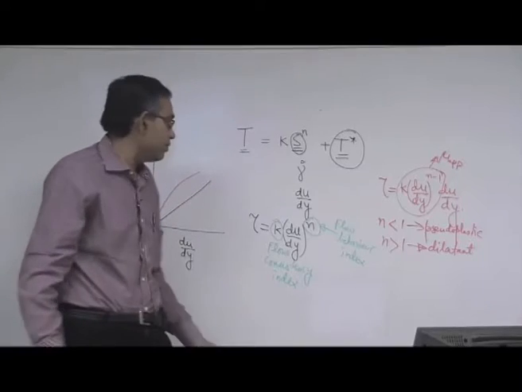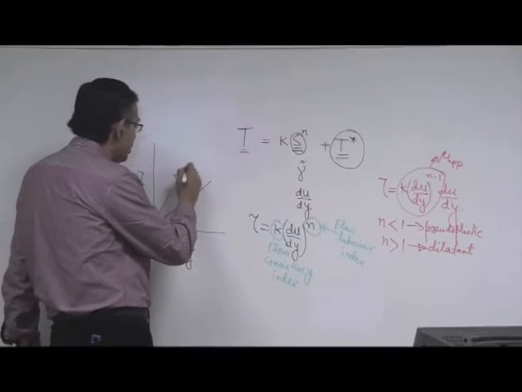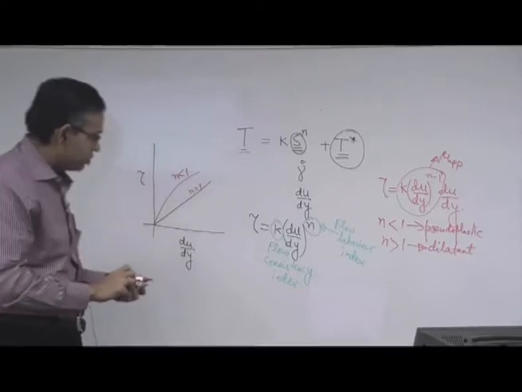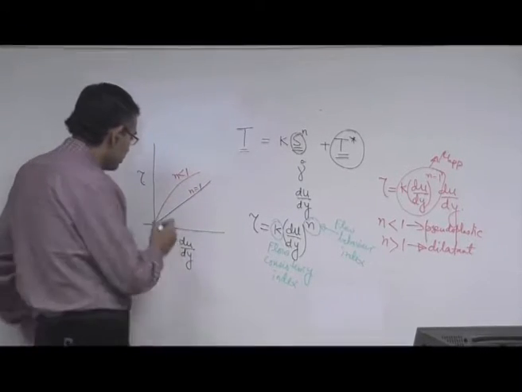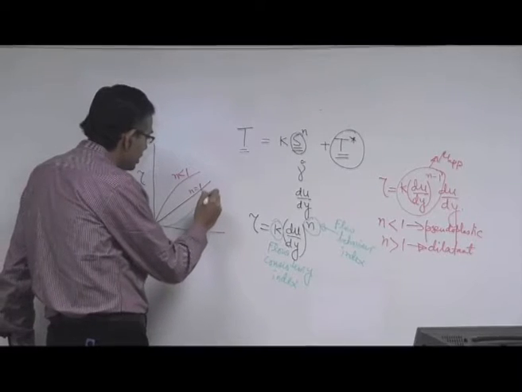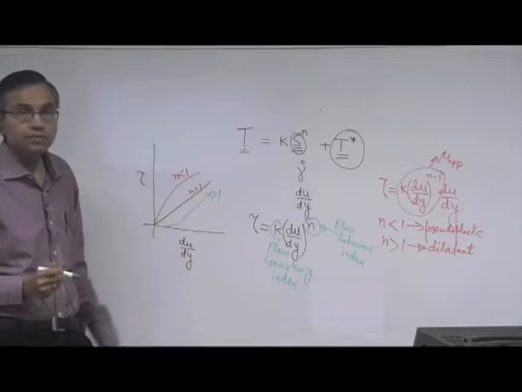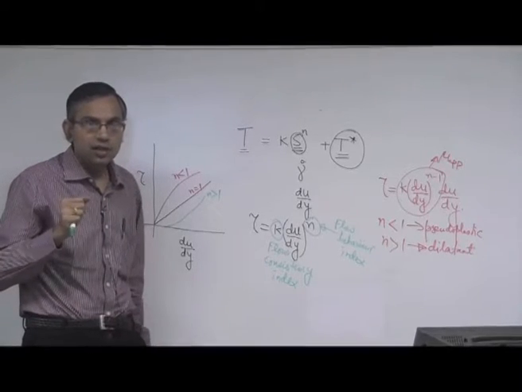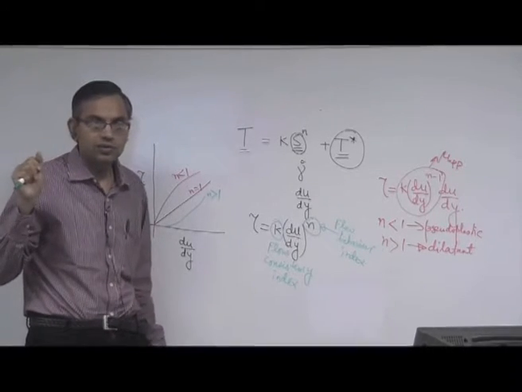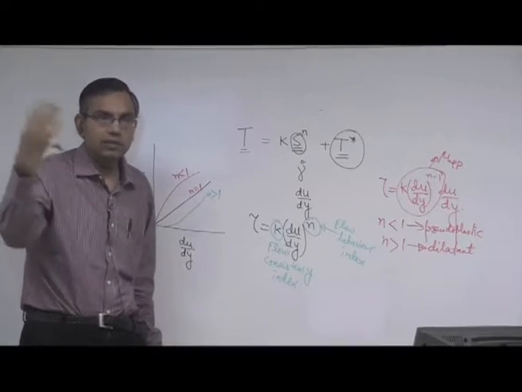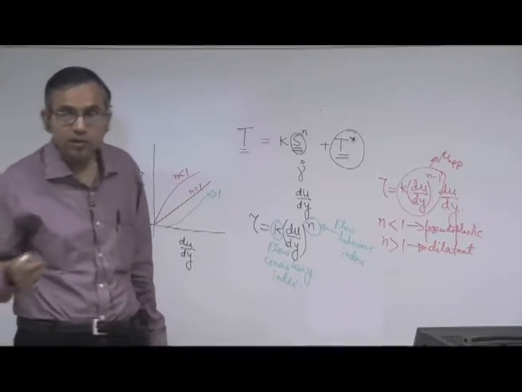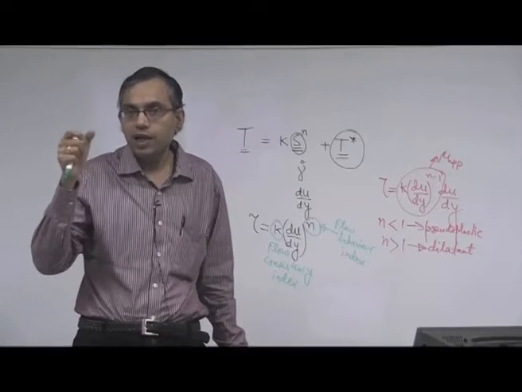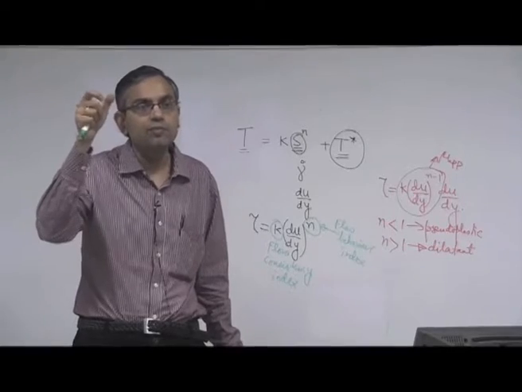That means its apparent viscosity, so this is n less than 1, this is n equal to 1, and maybe let us draw with a different color, this is n greater than 1. So, for n greater than 1, examples like soft tissues. I am just giving biological examples because we are talking about that. So, soft tissues, if you strain them, it becomes harder and harder to strain them further and further.